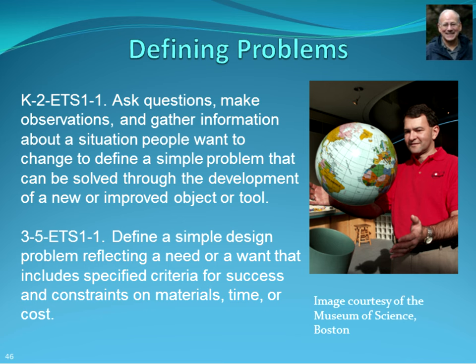The problems are things that they can define and they can solve them. And then at the upper elementary level, it gets to be more formalized. They define a simple problem in terms of criteria for success and constraints, or constraints are the limits, and it really has typically to do with materials, time, or cost, what you have to work with. Now, this is the first phase of problem solving, and I'm going to go through it from kindergarten through high school. And then we'll do the same for the next 2 phases.